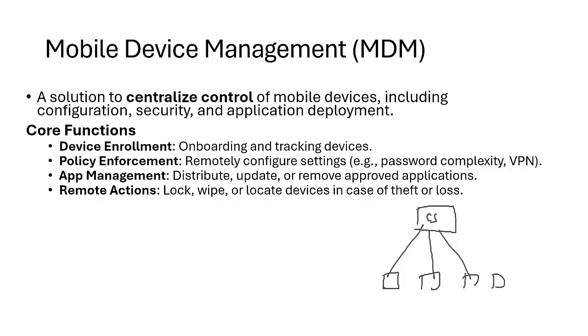So we have some core functions of MDM. The first is called device enrollment. Whenever a new employee joins the organization, he gets a new device. But before that, we enroll the device in the server. We have the serial number and everything. Whatever policy you want to enforce on the mobile device, we can enforce from this particular platform. That is called policy enforcement.